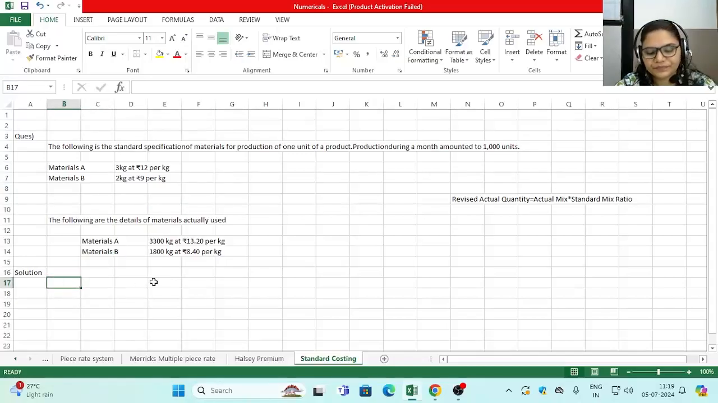So let's start. First of all, for making the calculation simple, we will calculate all the equations which are coming in the calculation of the various kinds of variances. For example, the standard specification of material for production of 1 unit, that is the standard quantity for material A, material B. Standard price is also given, and the actual quantity is 3300 and 1800, and the actual price is 13.20 and 8.40 per kg.